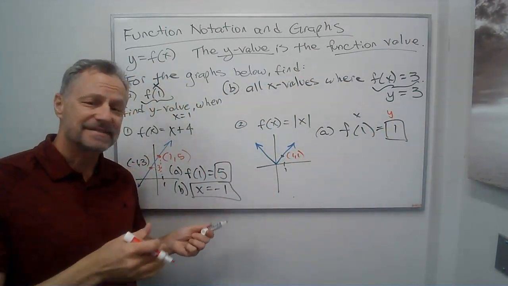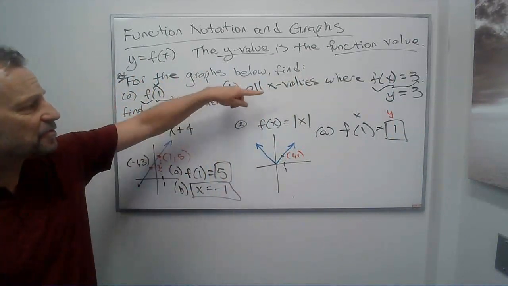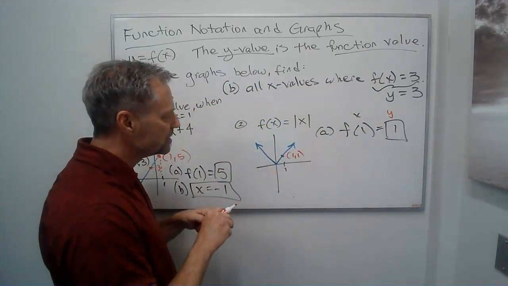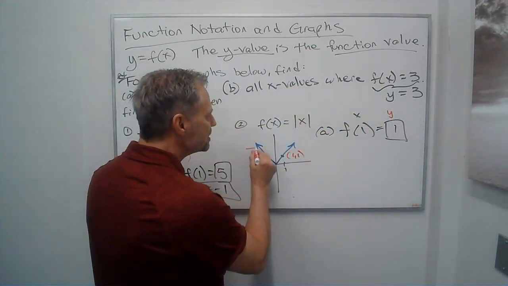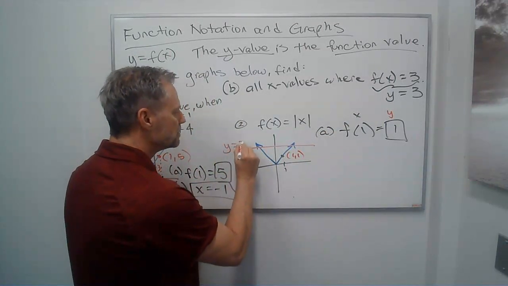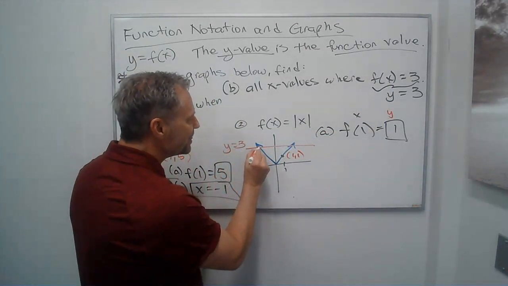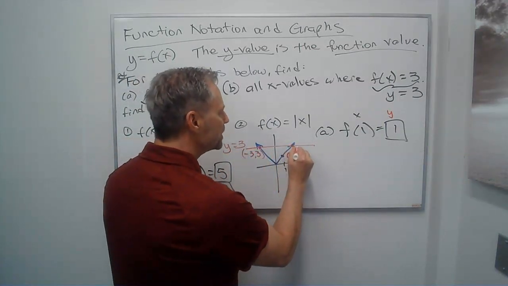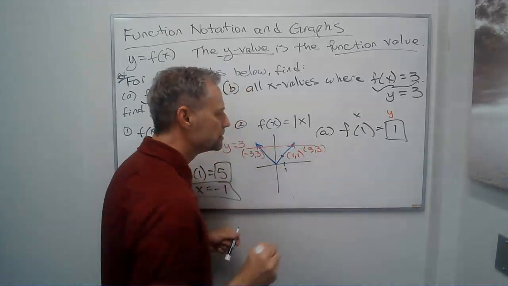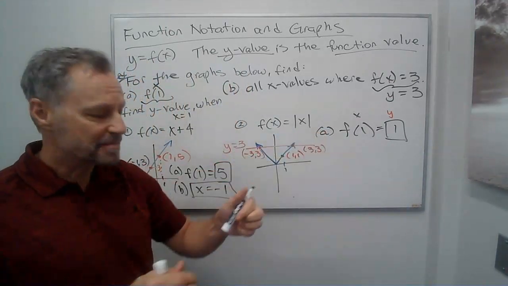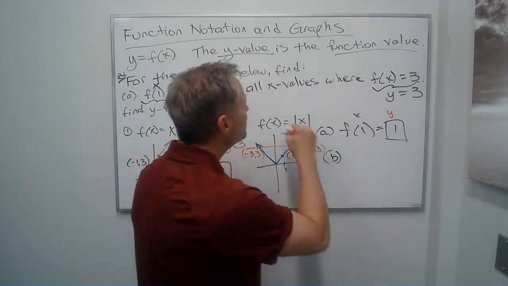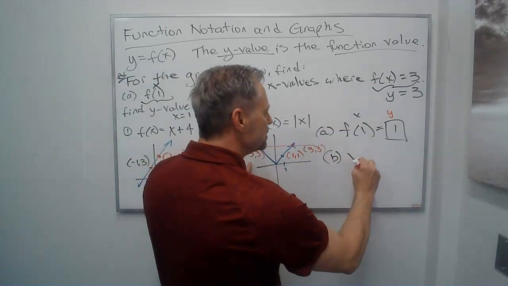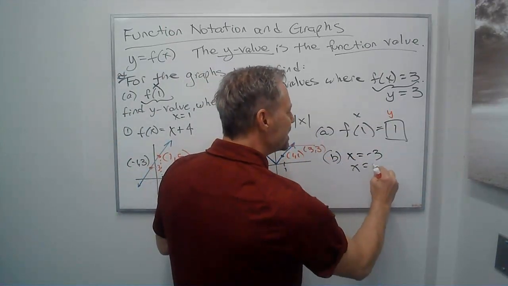Okay. Same idea as before. Now it says for part B, find all x values where f of x or y is equal to 3. Well, so now I go up to 3. 3 is going to be, say, this line right here. Oh, I've got 2 points. I've got this point, which would be negative 3, 3. And I've got this point, which is positive 3, 3. And so now I'm going to have two answers. For B, find all x values where f of x is 3. Well, I get x is negative 3. And I also get x is positive 3.